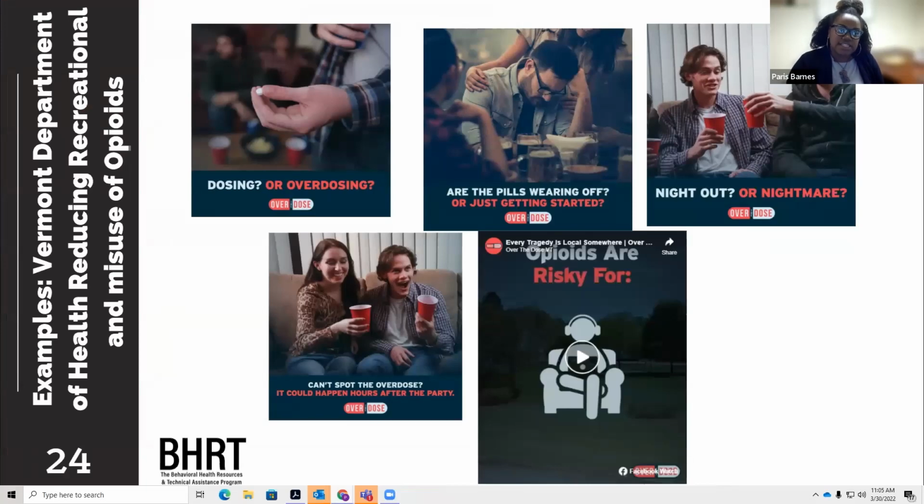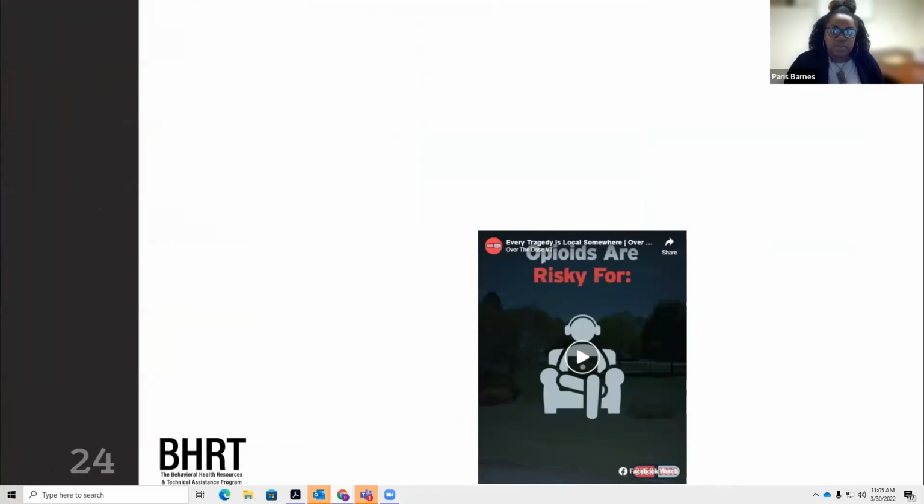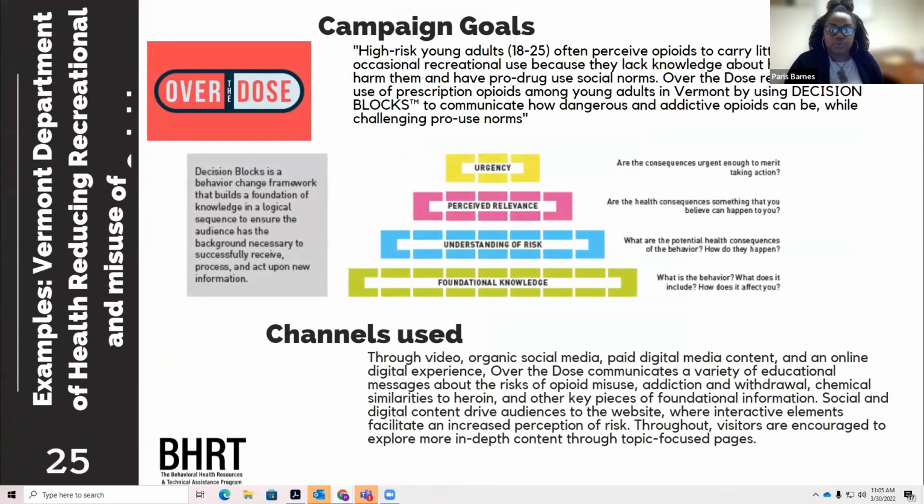All right, and then here's another example from the Vermont Department of Health, reducing recreational misuse of opioids. They created some advertising centered around reducing the idea of recreational use. So you're thinking about that college age group, maybe between the ages of 18 and 25, and that's exactly who they decided to market this to. And they found out through research that their perception was that it carried little to no risk for occasional use.